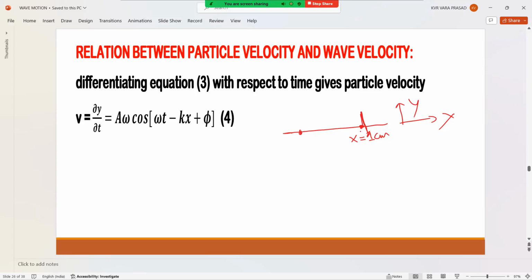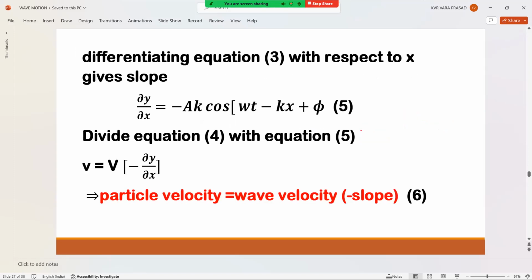Okay, right. Now see next one. Differentiate that equation with respect to x, and that gives us the slope, dou y by dou x. Right. So differentiating with respect to x gives us the slope dou y by dou x. See what we got: minus a k cos(omega t minus kx plus phi). Right.